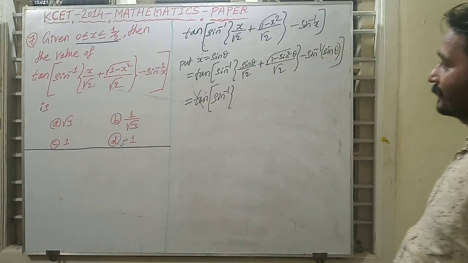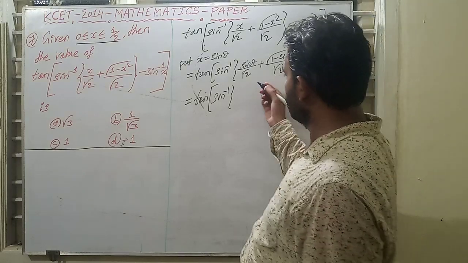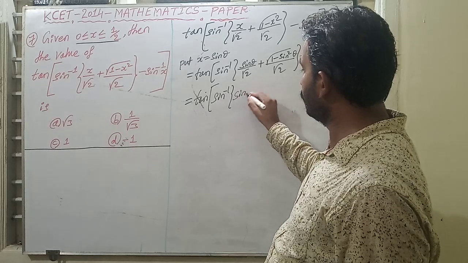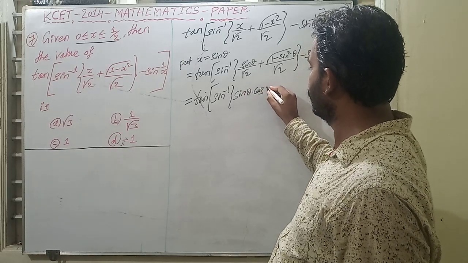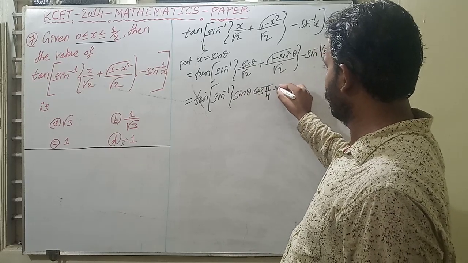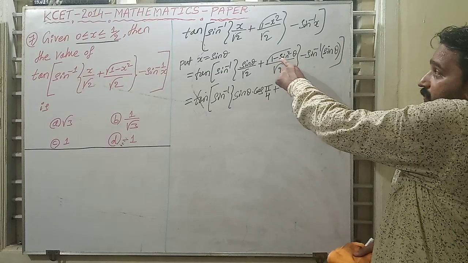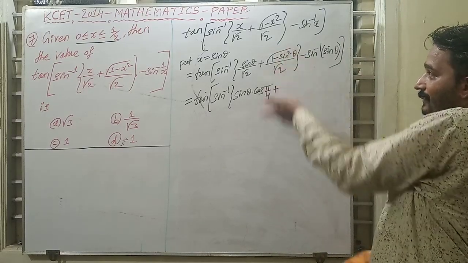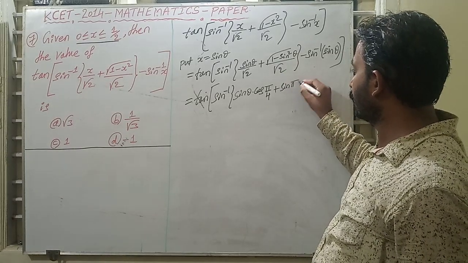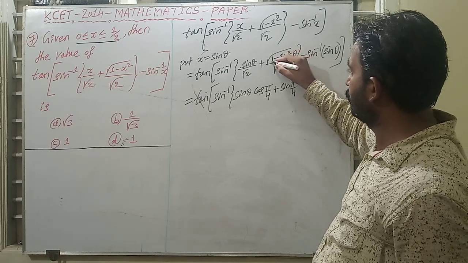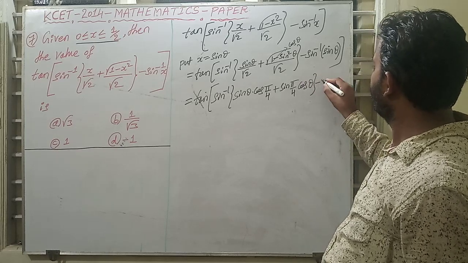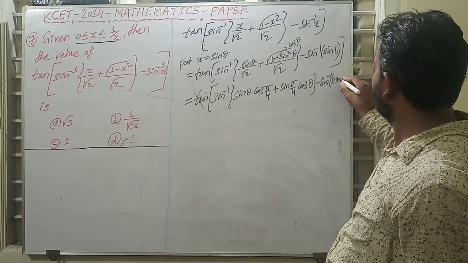1 by root 2 can be written as cos 45 degree, that is cos pi by 4. So sin theta into cos 45 degree plus square root of 1 minus sin square theta. 1 minus sin square theta is cos square theta, and square root of cos square theta is cos theta. So 1 by root 2 can be written as sin 45 degree, nothing but sin pi by 4. This value becomes cos theta. So cos theta minus sin inverse of sin theta.